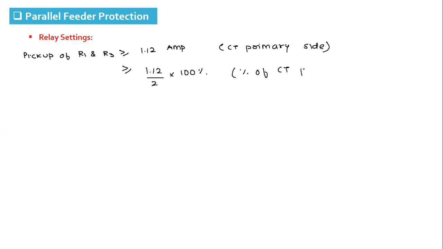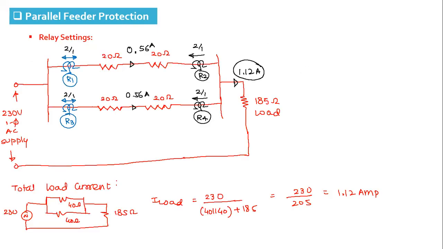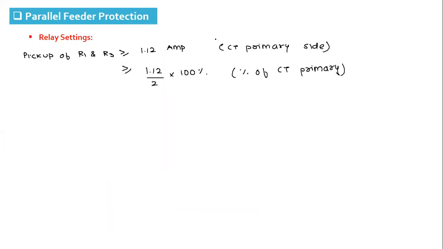In percentage of CT primary, you can say, because the CT ratio is 2/1. So in percentage, it is greater than or equal to 1.12 by 2, which is 0.56, times 100%, so it is 56% of CT primary. So the plug setting should be greater than this.